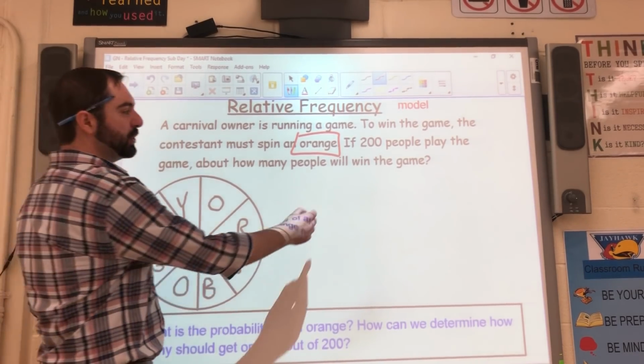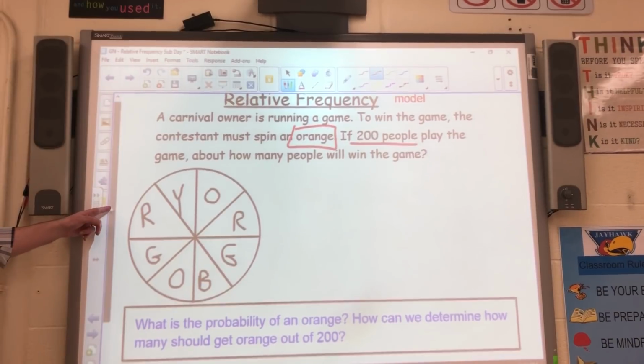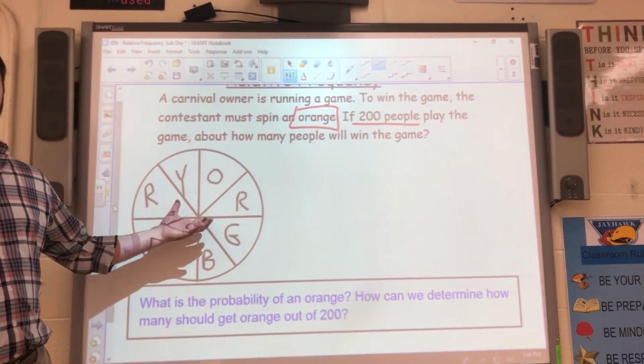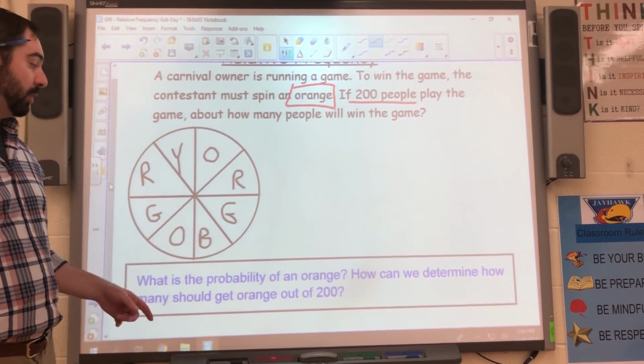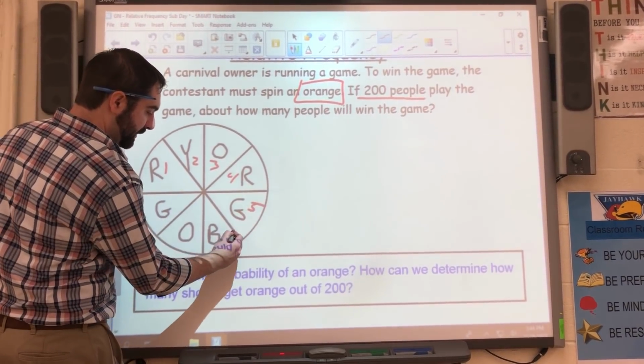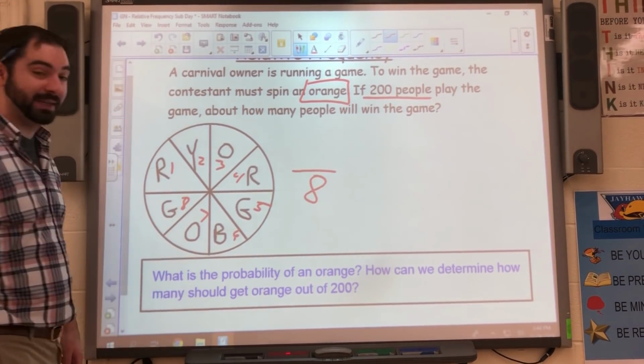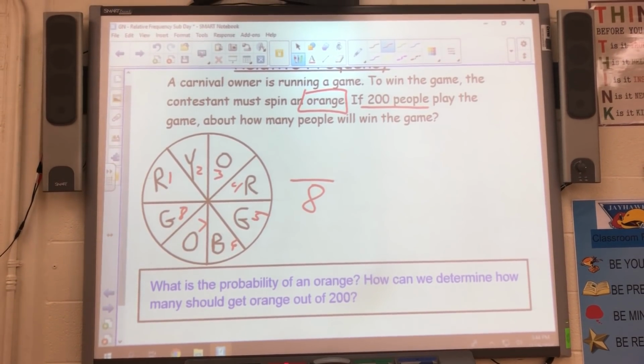We want to see if 200 people play the game, how many would win? So the first thing we have to do in these problems is figure out what's the probability of just winning the game in general. Well, in this spinner, there's 1, 2, 3, 4, 5, 6, 7, 8 different sections. So we know that the probability that we get any spot would be something out of 8.